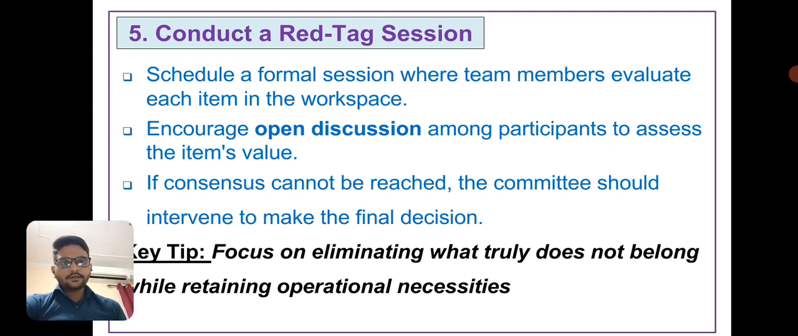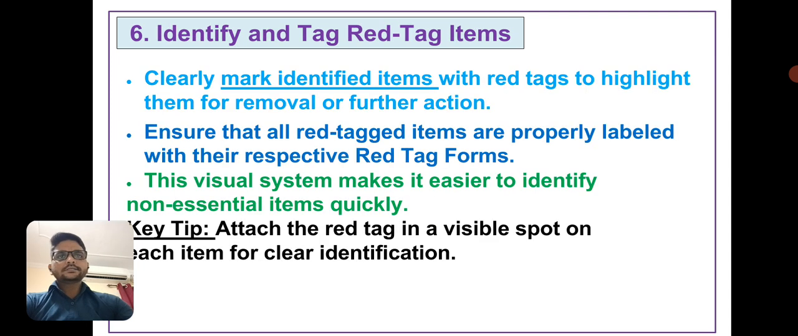And after the open discussion, if consensus cannot be reached, the committee should intervene to make a final decision. For this, we need to focus on eliminating what truly does not belong while retaining operational necessities. Next step is identify and tag red tag items. For this, clearly mark identified items with a red tag to highlight them for removal or further actions.